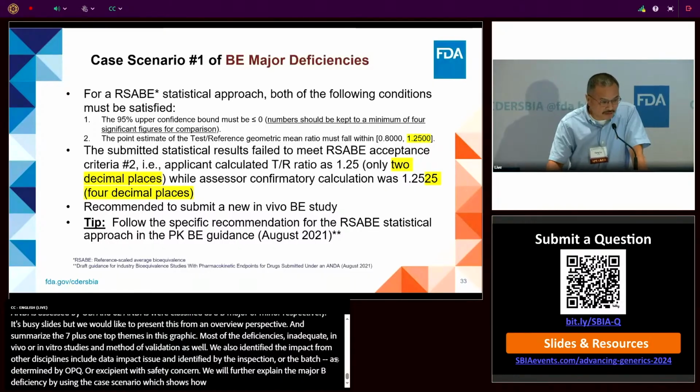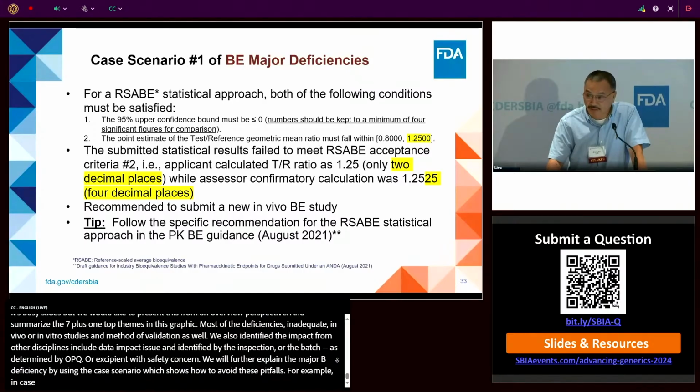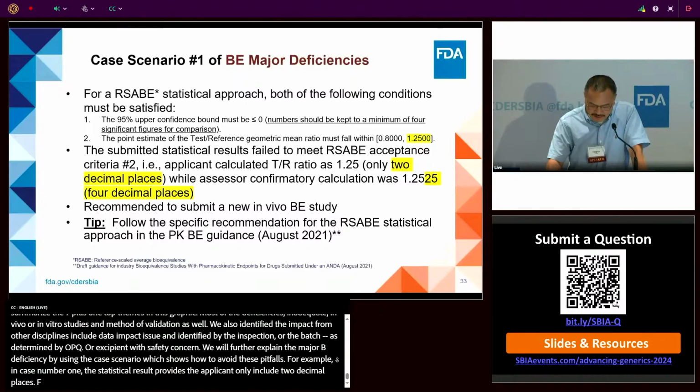For example, in case number one, the statistical result provided by the applicant only included 2 decimal places, whereas our BE assessor found that the study failed when conducting a confirmatory calculation applying 4 decimal places, as specifically recommended in the guidance.